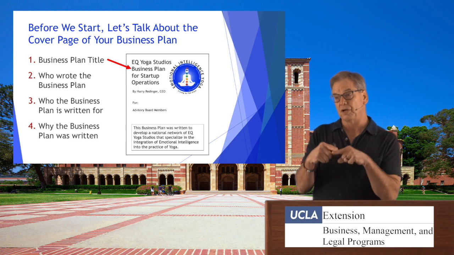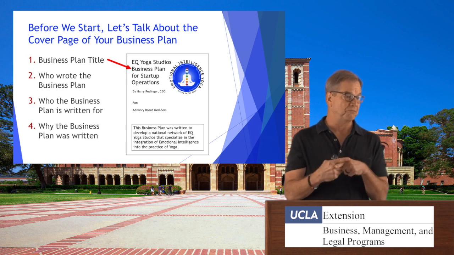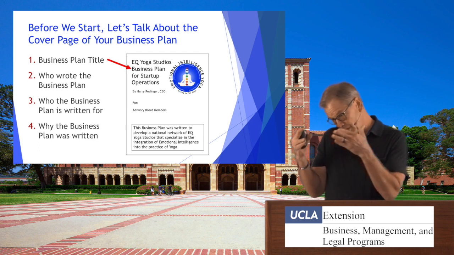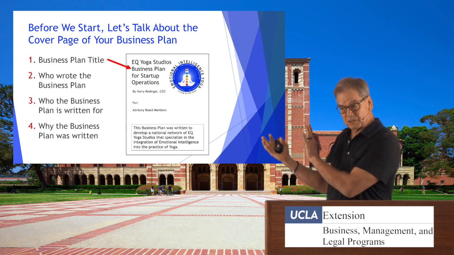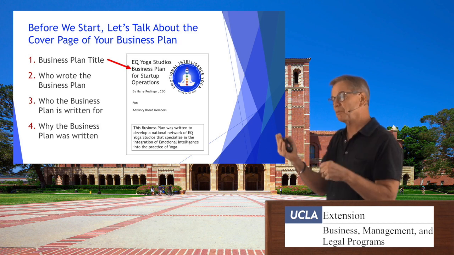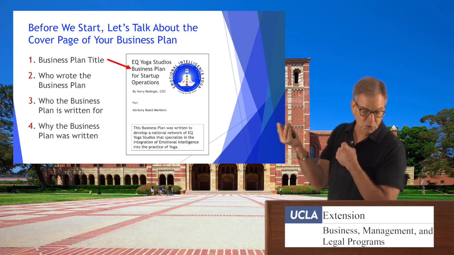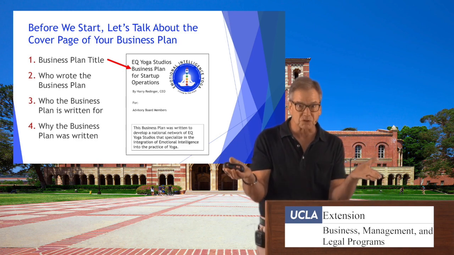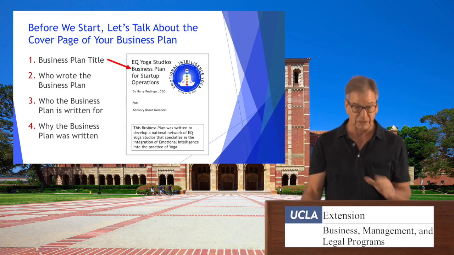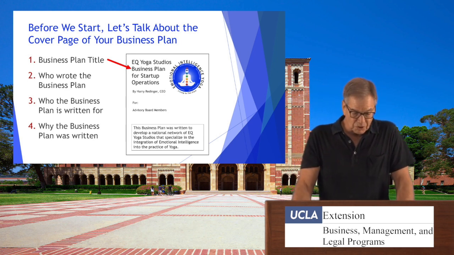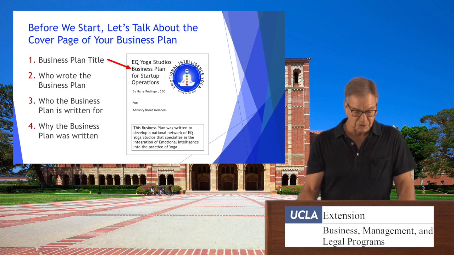It could be for expansion operations. It could be for a public offering. And we might have the body of the business plan that stays the same, but we might change the title. We might say EQ Yoga Business Plan for Advisory Board Members, and make that a part of the main title. But in this case, we're just going to say EQ Yoga Studios Business Plan for Startup Operations.